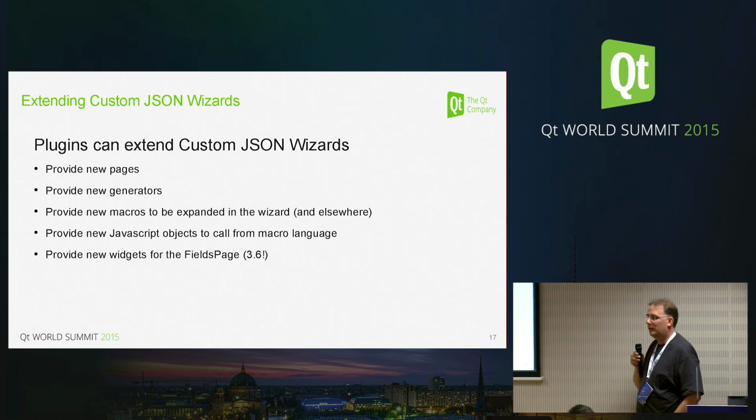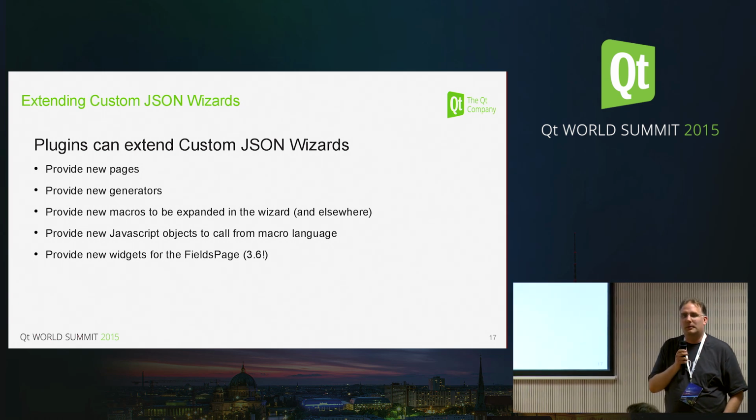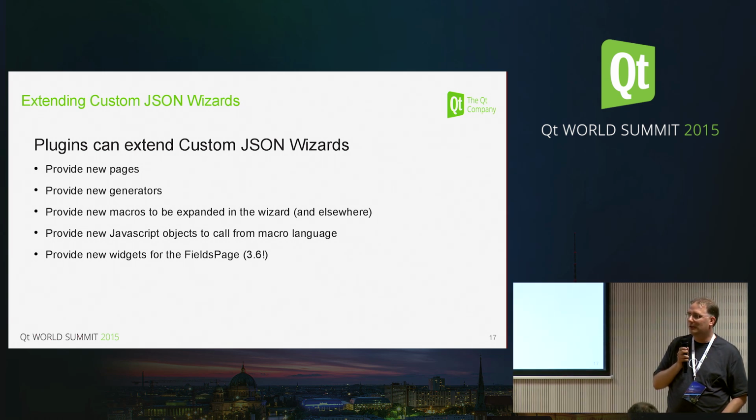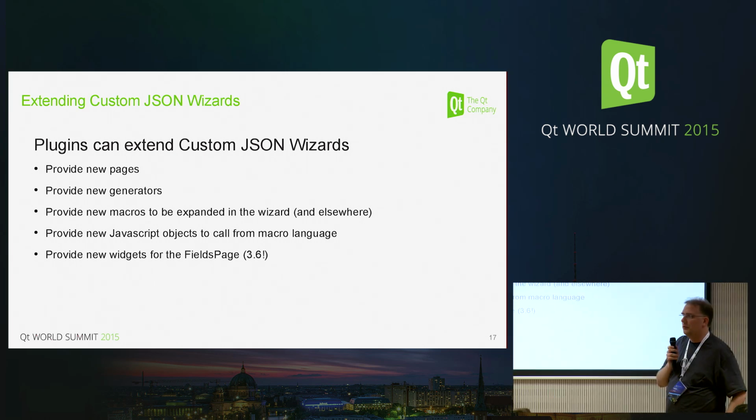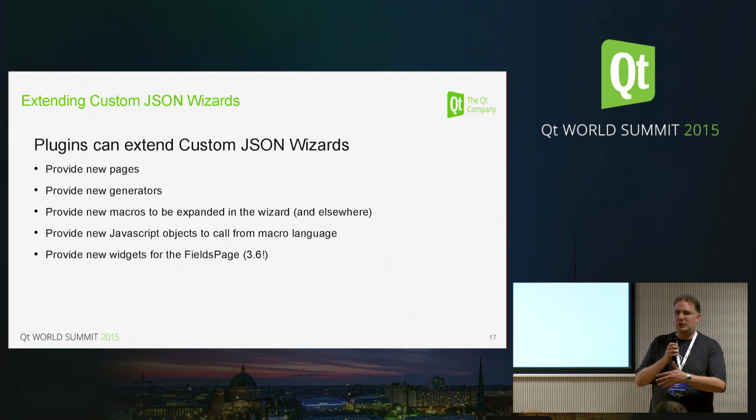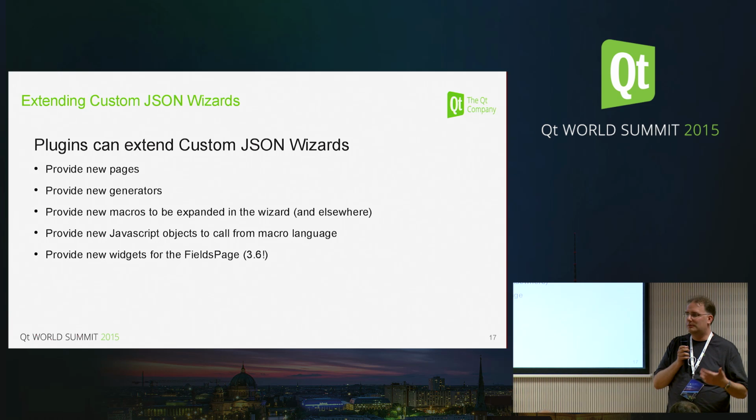And if you have your own custom plugins, then you can actually use C++ code there to extend the wizards and what you can do with them. First, you can provide new pages. For a whole complete page, you can provide a factory which says, if you encounter this ID, then you create an object like this, and you get the data section from the JSON file parsed into the constructor of your page, and you can do whatever you need to do.